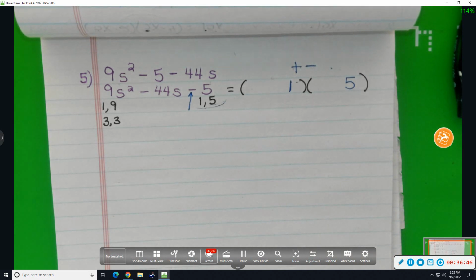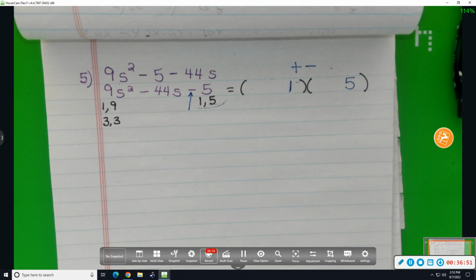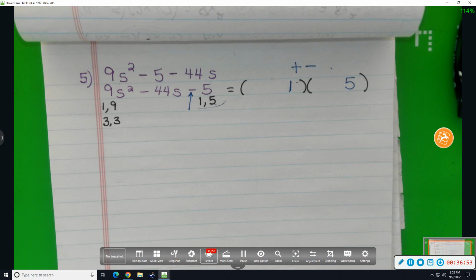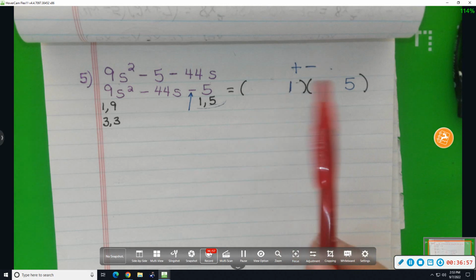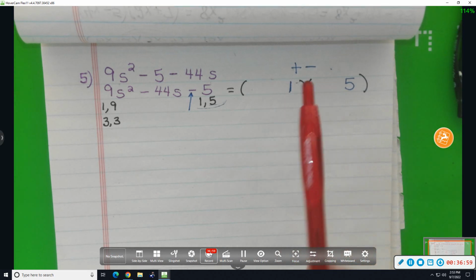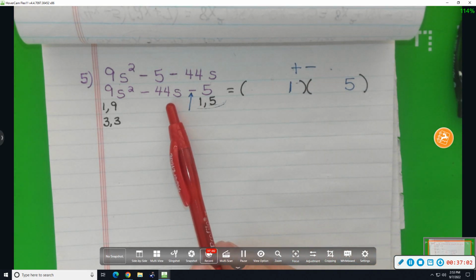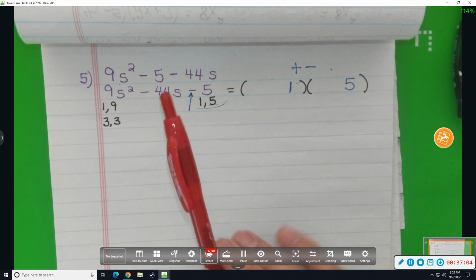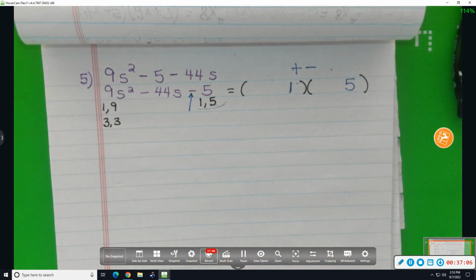Usually, I would try the 3 and 3, unless that middle number is just considerably larger than the other numbers. I think if I put a 3 and 3 here, I'm not going to get a 44s. My thoughts are to try the 1 and 9 on this one. So, if I'm going to try the 1 and the 9, how should I arrange them?